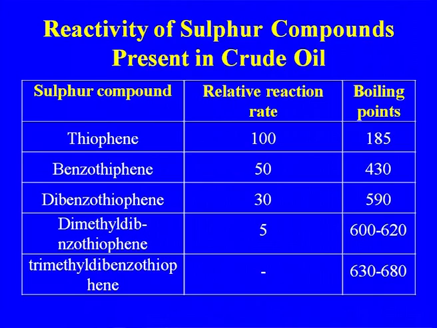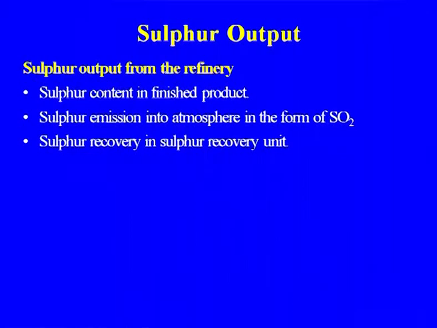Now let us discuss the sources from where the sulfur is coming in the stream. Sulfur is contained in the finished product, and sulfur is emitted into the atmosphere in the form of SO2. This is coming from the sulfur recovery unit, because earlier the Claus process or the modified process achieved up to 97%. So some of the sulfur compound is still remaining. Because of that, there has been development in the sulfur recovery unit to achieve maximum removal of the sulfur compound.